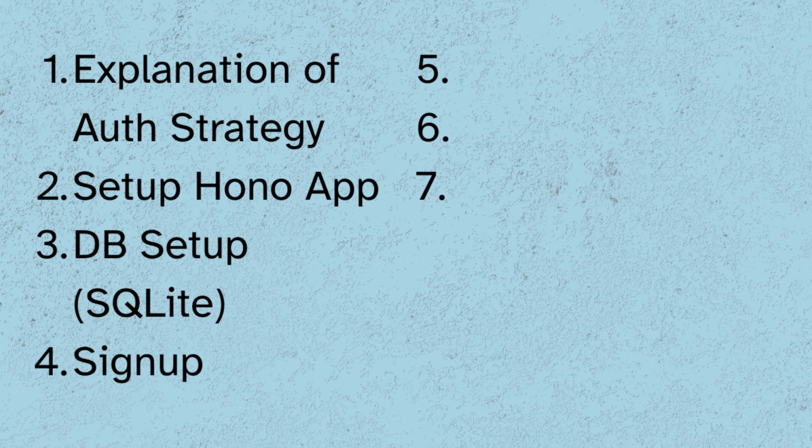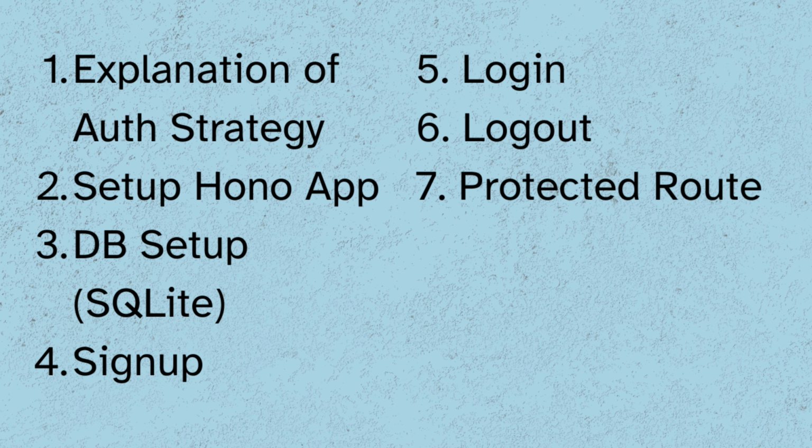Fourth, we'll create a signup route so users can create an account in our system. Fifth, we'll create a login route so users with existing accounts can sign in. Sixth, we'll create a logout route. Seventh, we'll create a protected route that can only be accessed by signed in users. Let's get started.